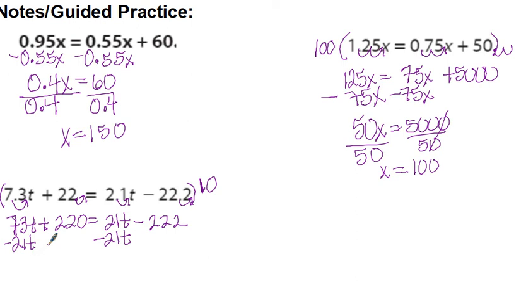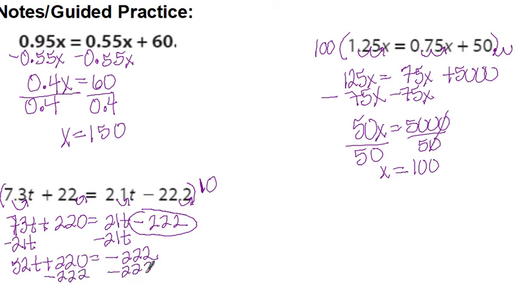So I'm going to go 73 minus 21 right there in my calculator. I get 52t plus 220 equals negative 222. Don't lose that negative. Add 220. The inverse is to subtract 220. Oop, not 22, 20. Let me fix that. There we go. So if I take negative 222 and subtract 220, I get 52t equals negative 442.